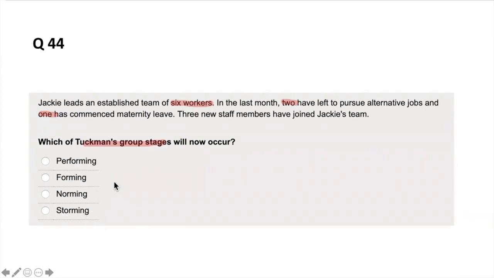So the first stage is forming. Let me do this as an example of the theory. The second stage is storming. The third stage is norming. And the fourth stage is performing among these 4 that we have here. The fifth one would be adjourning. So basically, Jackie had 6 workers, 3 left, which means that now she actually has a new group because she has to start from the beginning to start forming the group. And that is the answer. So which of Tuckman's group stages will now occur? You have to, of course, start with forming because half of the group is new.